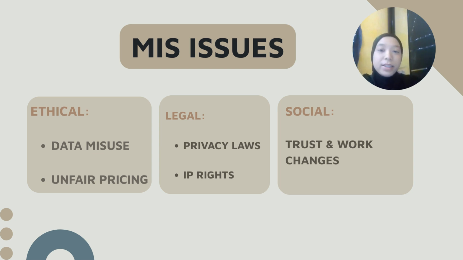And finally is legal. Privacy laws like GDPR require companies to handle personal data carefully and transparently. And next, intellectual property law protects software and digital content from being copied or misused. Companies must follow these rules not just to avoid penalties but to maintain credibility and fairness for the workers.